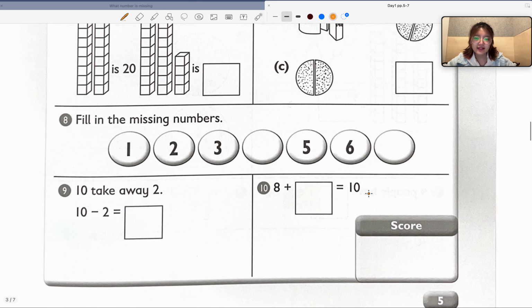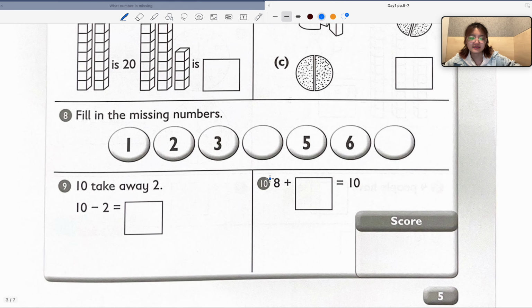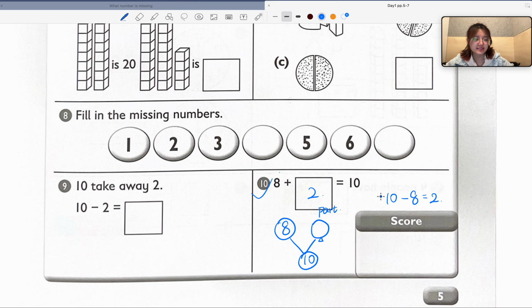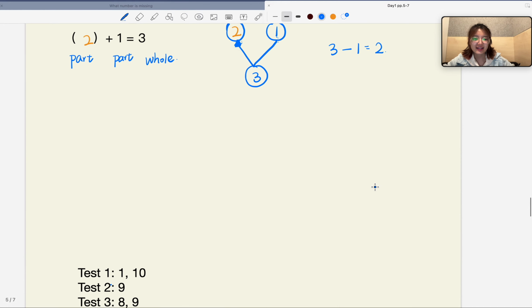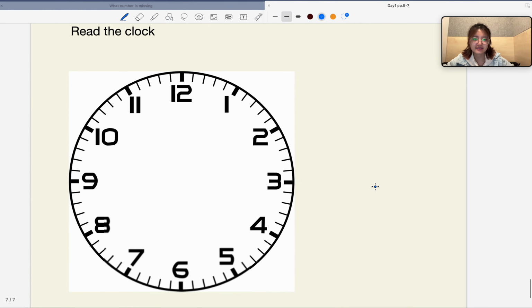Also for test 1, question 10, this is the same problem. So here we have a missing number. Let's draw the diagram out. We have 8 plus a missing number equals 10. What's the missing number? This is a part. How can we find the part? We can do 10 take away 8, whole take away the part. Then we can get 2. So we know the missing number, the missing part, will be 2. Make sense? Great.